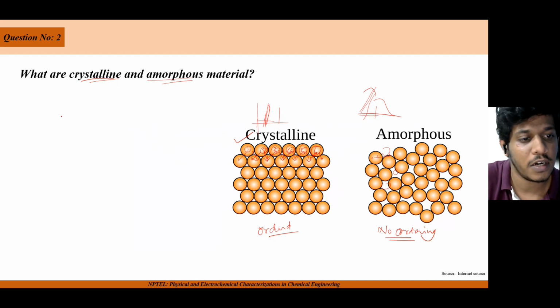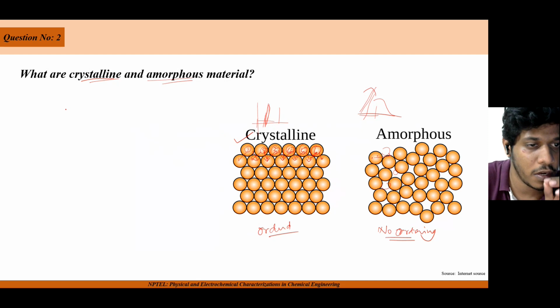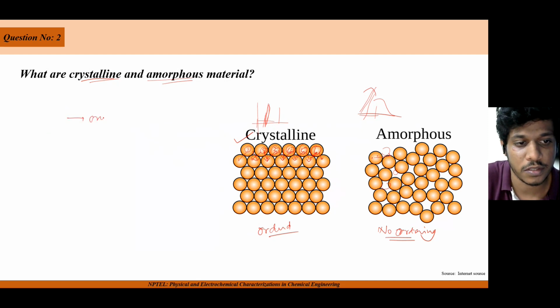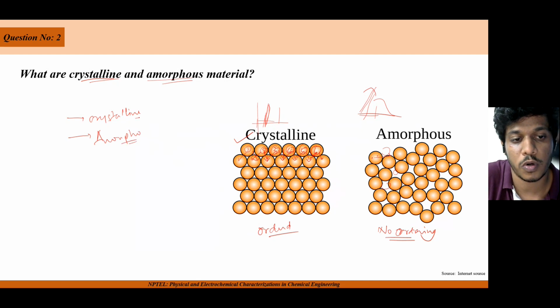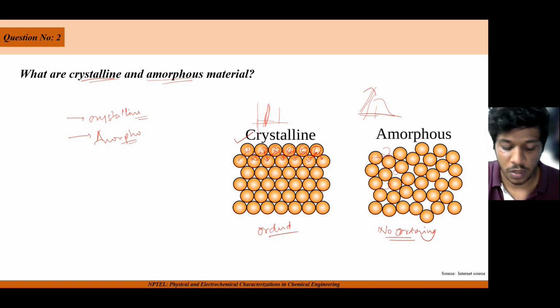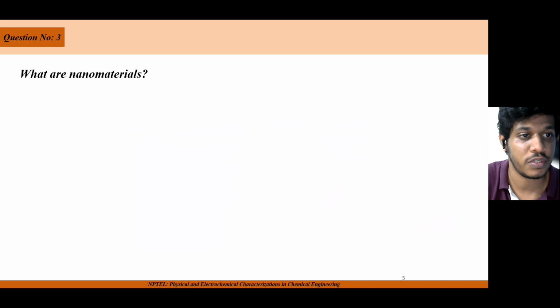So once again, in a basic and very fundamental manner, we can say material can be of 2 types. One is crystalline, and in crystalline materials there is a proper ordering, and the other one is amorphous, where in amorphous material there is no proper ordering of the atoms. Okay. Now I think we can move on to our next question.